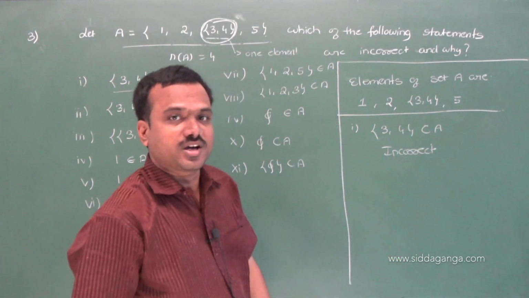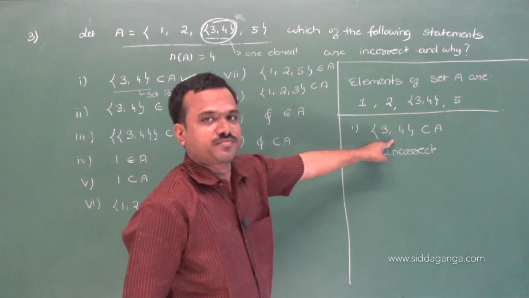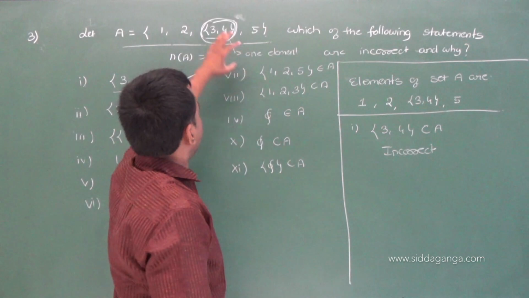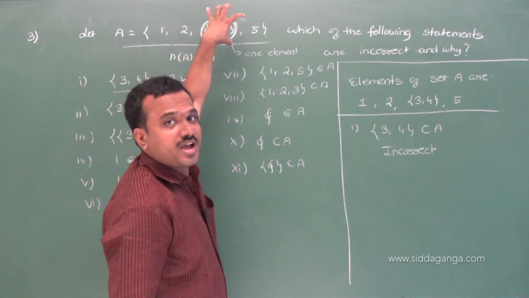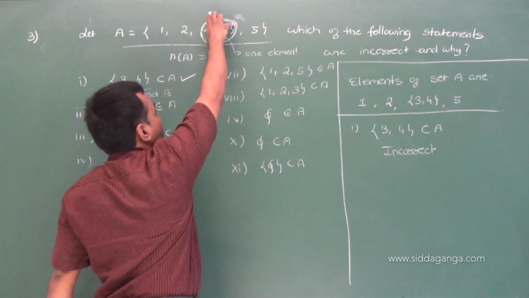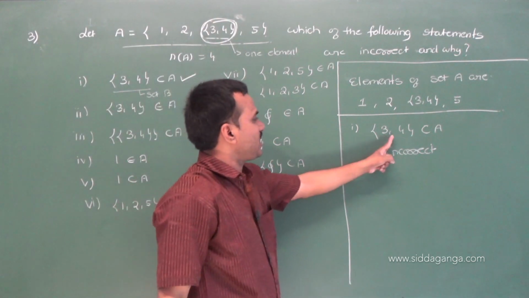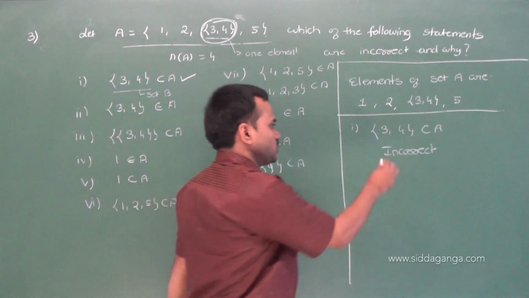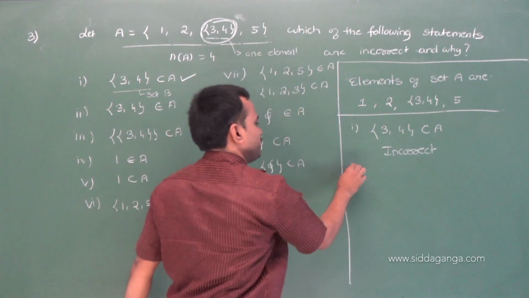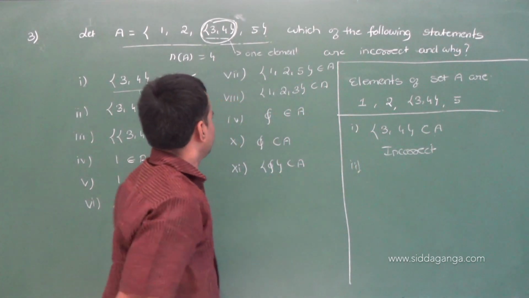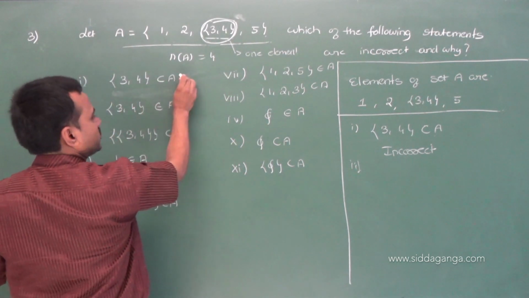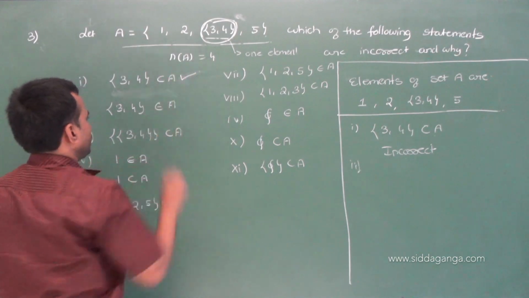It is incorrect because it is a set. Once again I say that this {3, 4} is a set and this is O. It is an element, one element. This is a set containing two elements. So it is not a subset of A. So it is incorrect. This one is over.